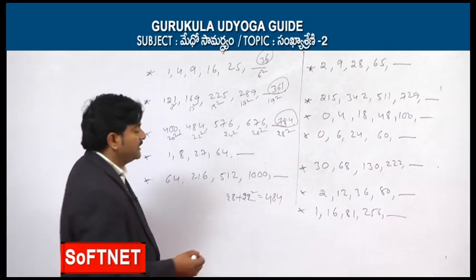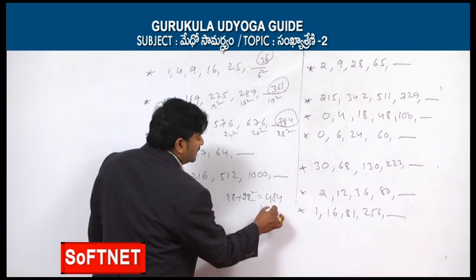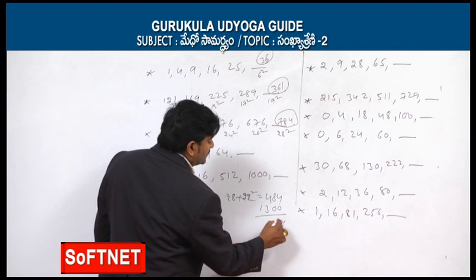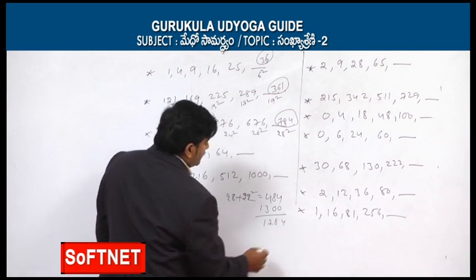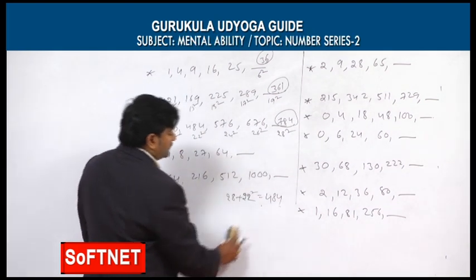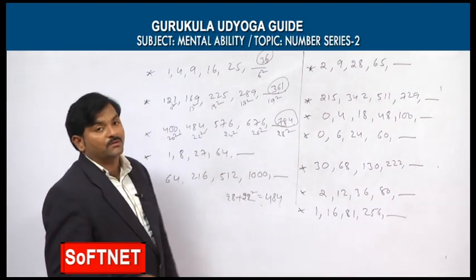It is obviously 13. 13 into 100 is 1300. 1300 into 484, how much are we getting? Once again, we have to find out 28 square.